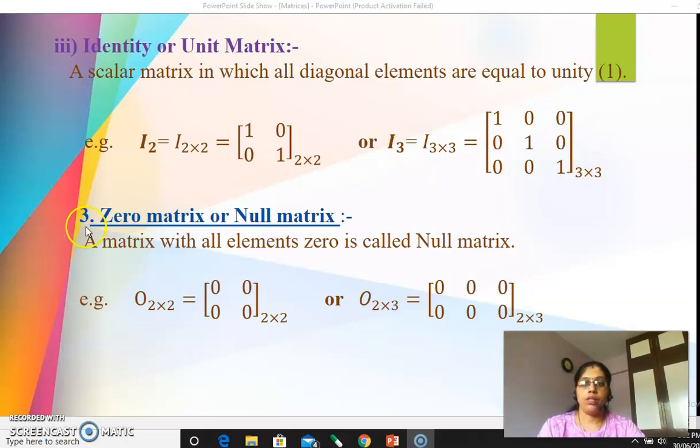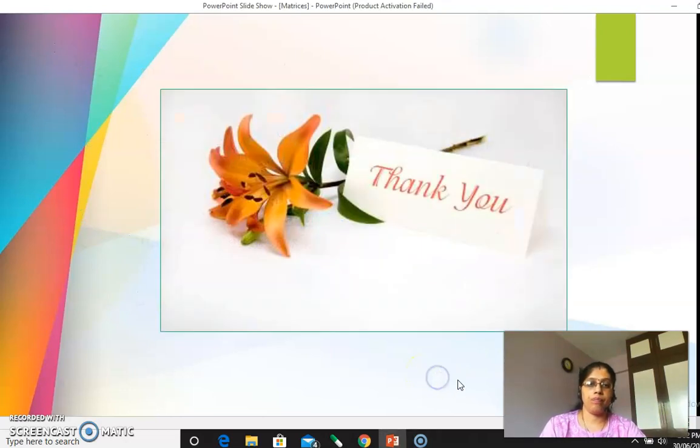Fine. Now the next type of matrix is the zero matrix or null matrix. A matrix with all the elements 0 is called a null matrix. All elements 0. So these are the types of matrices.